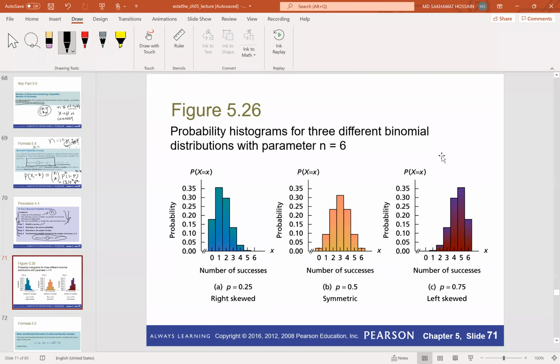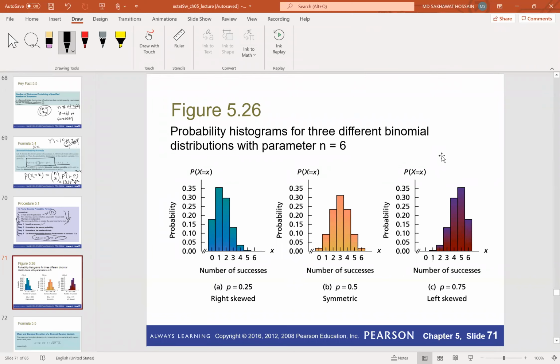Okay, so here we have probability histograms for three different binomial distributions with parameter n equal to 6. Looking at the histograms, you will get an idea of the shape of the binomial distribution, how it will look.